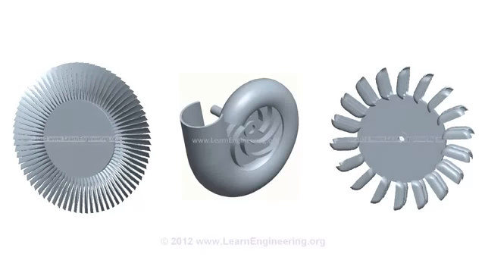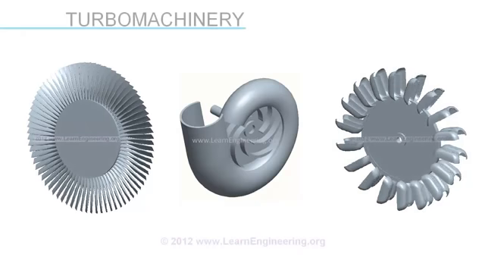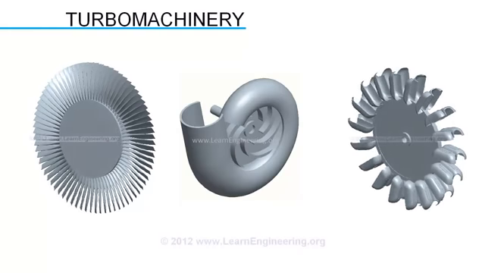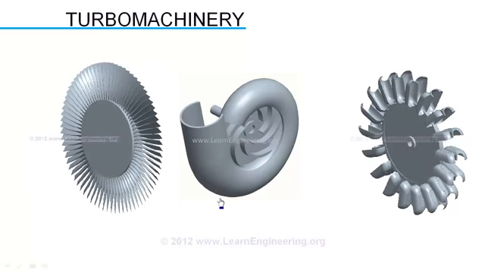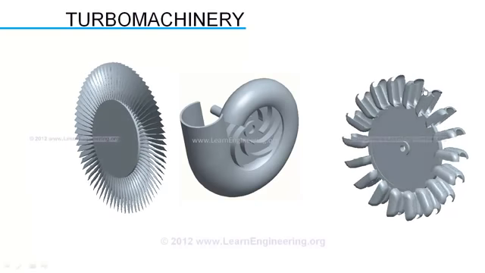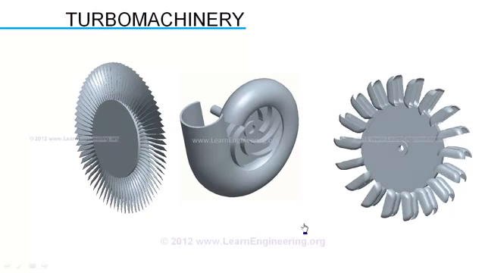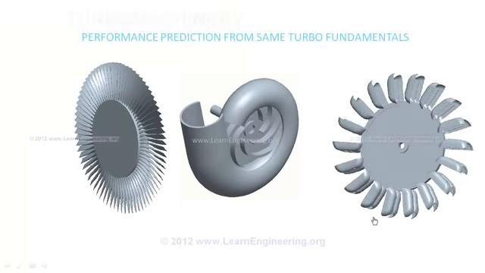Principles of turbomachinery are the preliminary design tools while designing a turbomachine. Let it be anything, an axial turbine, a centrifugal machine, or a Pelton wheel, you can predict performance of all of these from the same turbomachinery fundamentals.